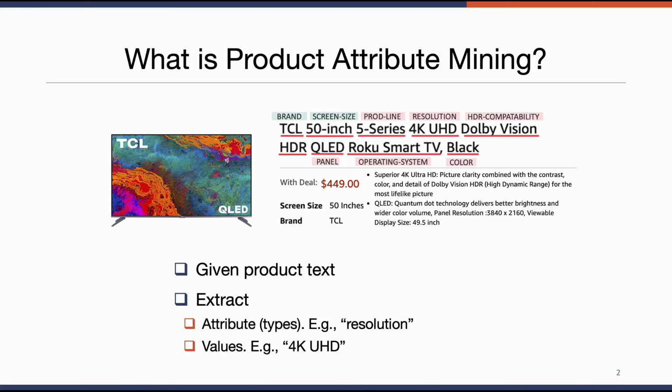First, let's talk about what is product attribute mining. So given an e-commerce product, for example, the TV product here, product attribute mining aims to extract the attributes from the product. For example, resolution is an attribute of a TV, and also the values for those attributes. For example, 4K UHD is a specific value for that attribute.